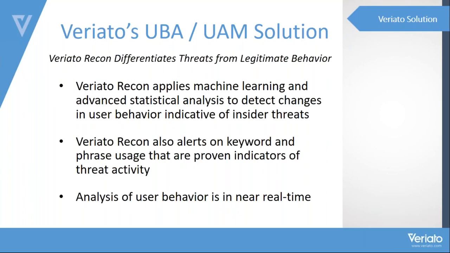So Recon applies machine learning. Remember I mentioned that earlier when I told you about UBA? They take machine learning and advanced statistical analysis to detect changes in user behavior that are indicative of insider threat. Say, oh, this is something that Derek should look at. It also alerts on keywords and phrase usage that are proven indicators of threat activity. Remember I told you in fraud indicators, I'm looking at what people say, what they're putting in emails. Remember I mentioned social media. So now it's taking those and putting them against proven indicators of that threat activity. And then it's analyzing that user behavior.